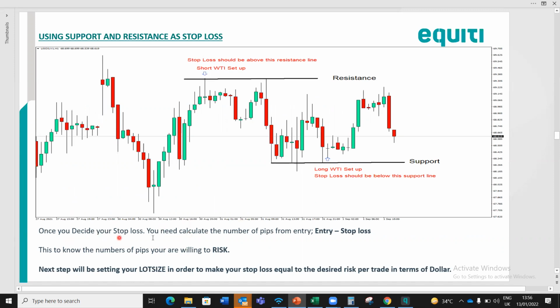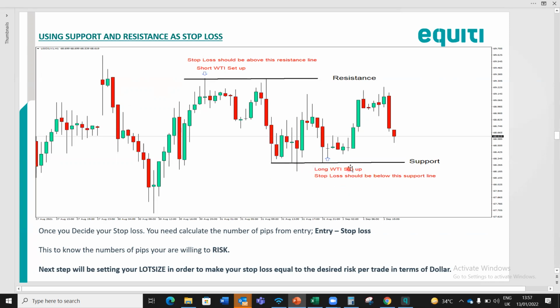Now once you decide your stop loss, you need to calculate the number of pips from the entry price. Let's quickly look at the chart given on the screen. This is US oil, considered as the West Texas Intermediate, that is WTI.